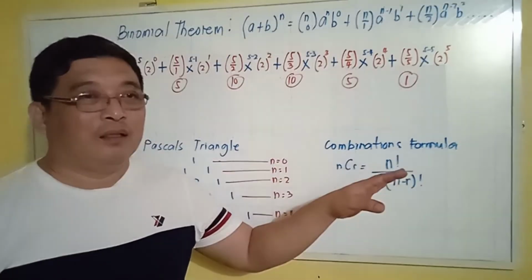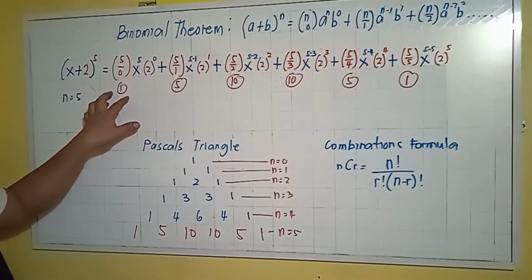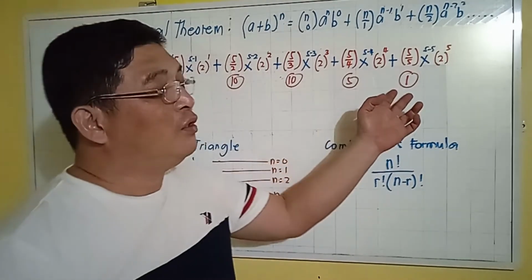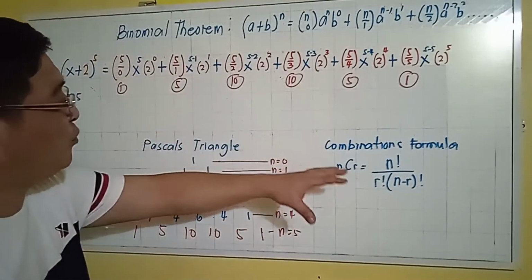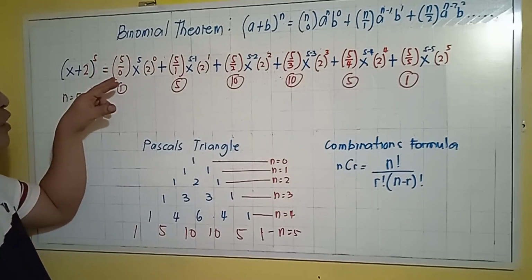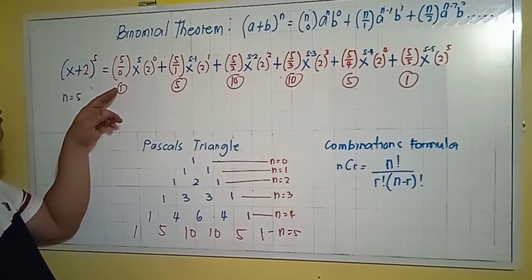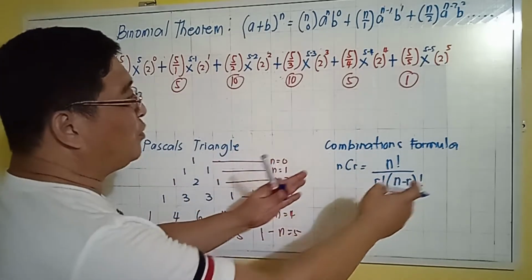Now again, using combinations formula, we're going to look at the numerical coefficient of this is equal to 1 and this is equal to 1. So, ang ibig sabihin dito, pag nag-solve tayo ng combinations formula using this formula, ang magagamit natin dito, 5 choose 0. If n is equal to 0, then the answer will be equal to 1 without using the combinations formula.